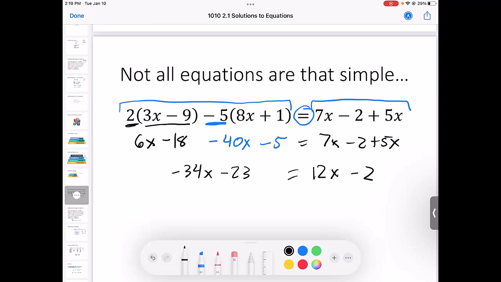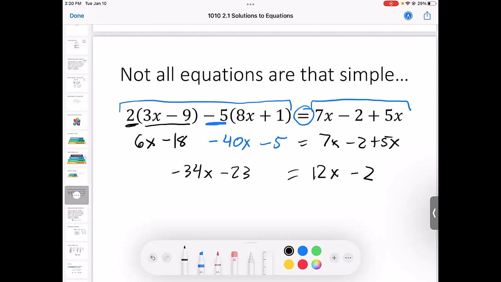So this is significantly simpler than our original equation, right? But it's still not super easy to see what the solutions are, because whatever my solution is, I'll need to do negative 34 times it, then subtract 23. And that has to be equal to 12 times that same number minus 2. So we want to continue solving this, but we can't do it by simplifying these expressions any further, because this expression can't be simplified and this one can't.